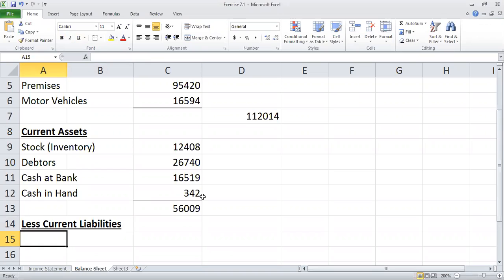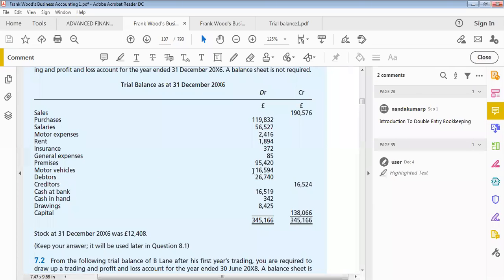Now, you have only one current liability in this case, which is creditors, all right? You put creditors there, and look for your creditors amount in your question. In our question, creditors amount is how much? 16,524.